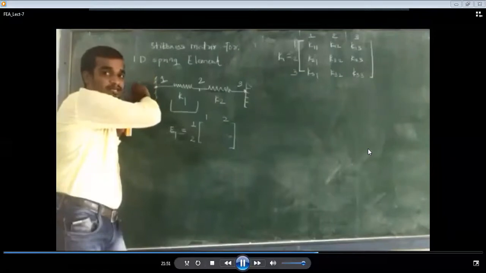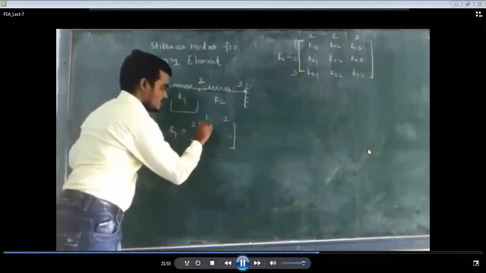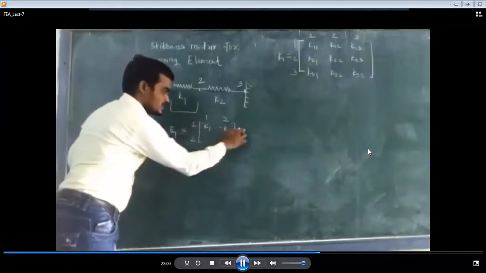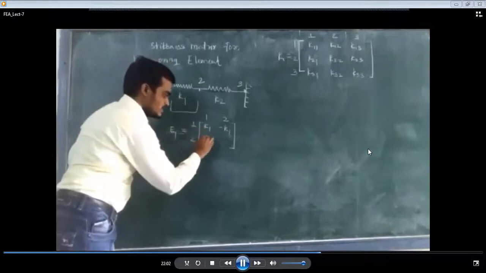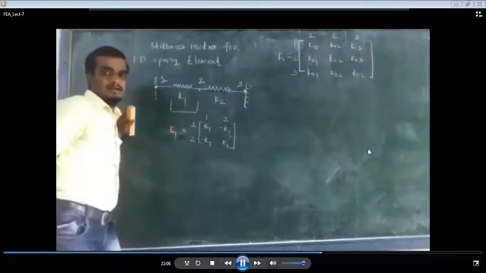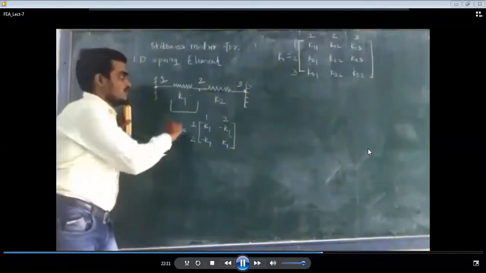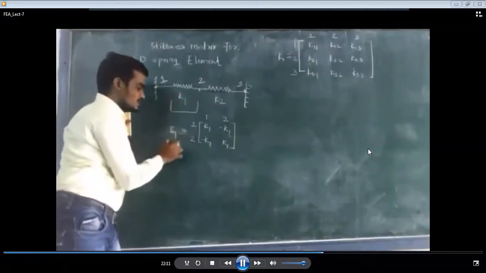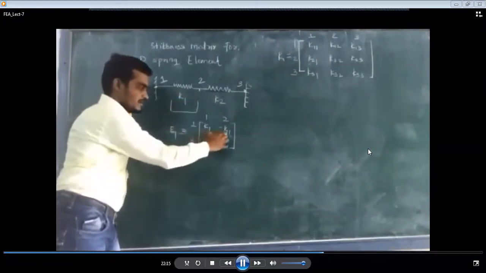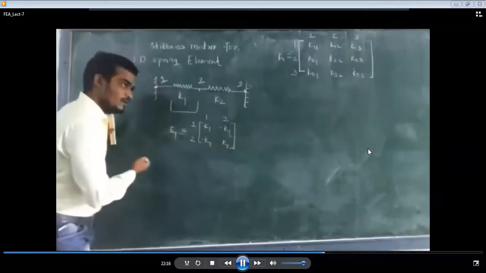So this will be written as, instead of K here, we will write K1. So K1, minus K1, minus K1, and the next row will become minus K1, K1. Because as we know, the elemental stiffness matrix for a one-dimensional spring element is K, minus K, minus K, K. But here the spring constant is changed to K1. So this can be written as K1, minus K1, minus K1, K1.